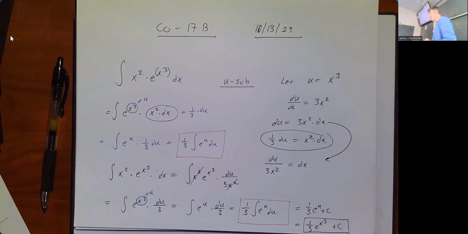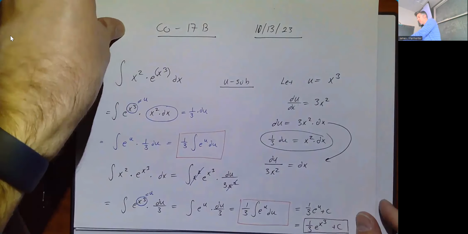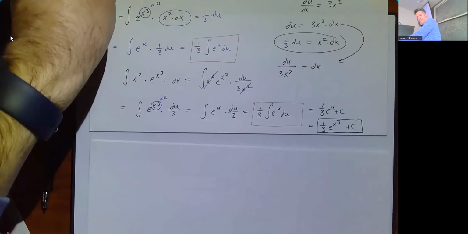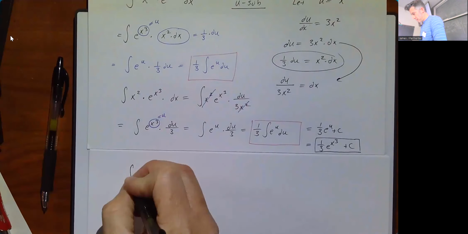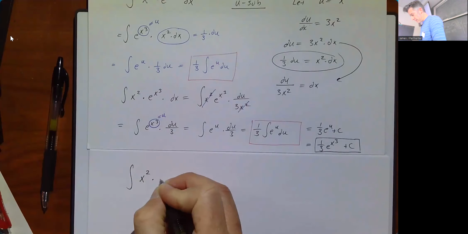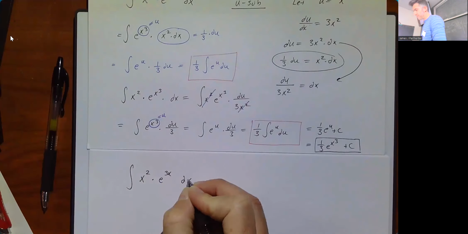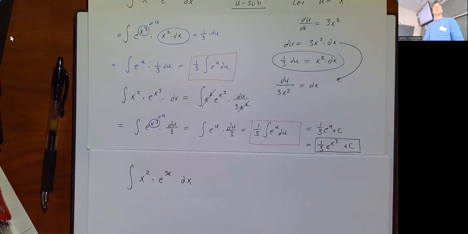In contrast, let's look at this integral that looks very similar, but is not at all. Let's look at the integral of x squared times e to the 3x. Like we said, we had x squared times sine of x. Couldn't you just make u equal x? You'd have to let u equal x squared if it was x squared times sine of x.